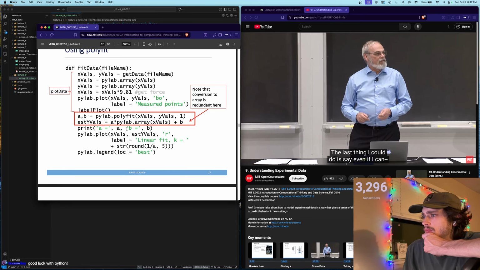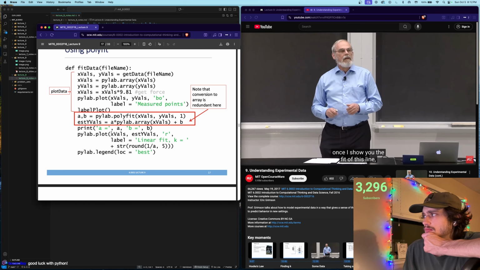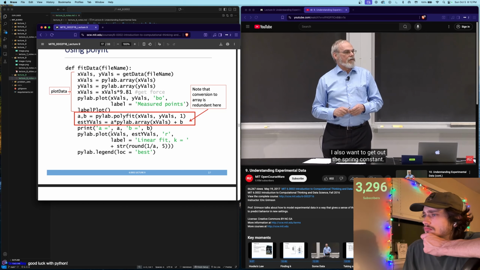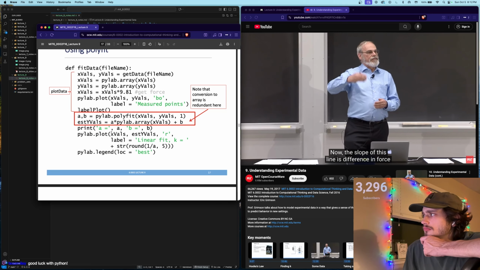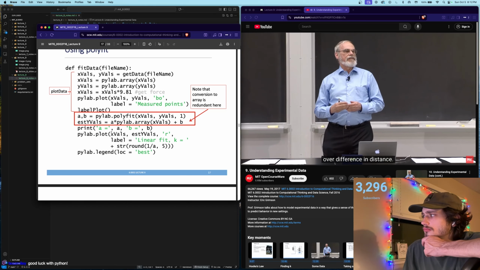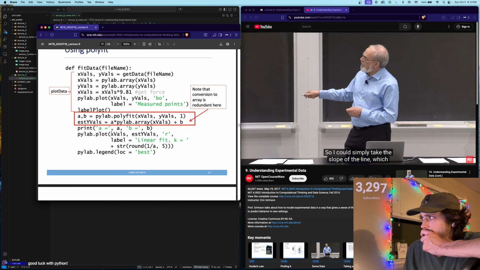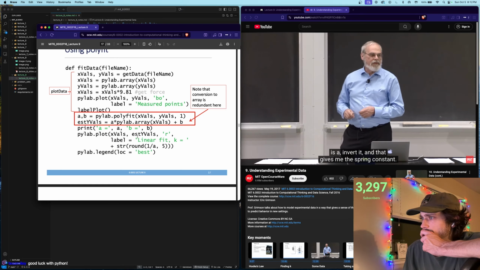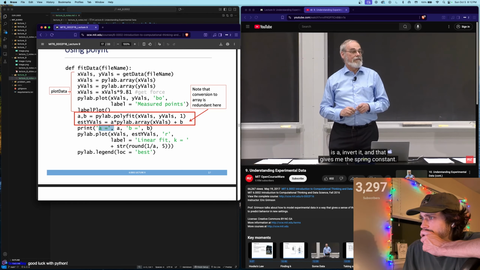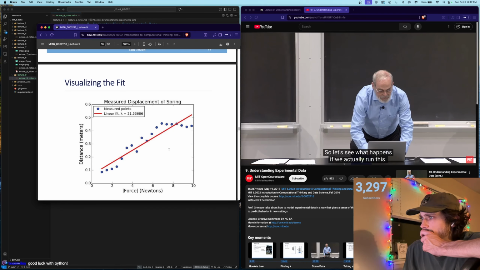The last thing I could do is, once I show you the fit of this line, I also want to get out the spring constant. Now, the slope of this line is difference in force over difference in distance. The spring constant is the opposite of it. So I could simply take the slope of the line, which is A, invert it, and that gives me the spring constant. OK, so let's see what happens if we actually run this.